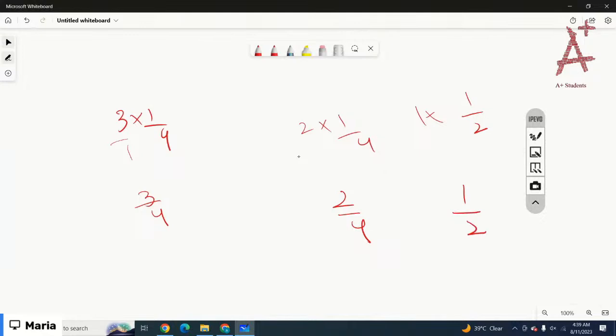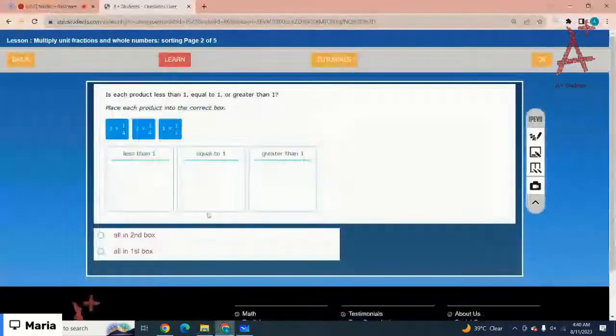Less than 1. Then again you have 1 over 2. 1 is less than 2. So if you have numerator less than denominator, that means they all are less than 1. So they all are in the first box, right? Because they all are less than 1. So they all are in the first box.